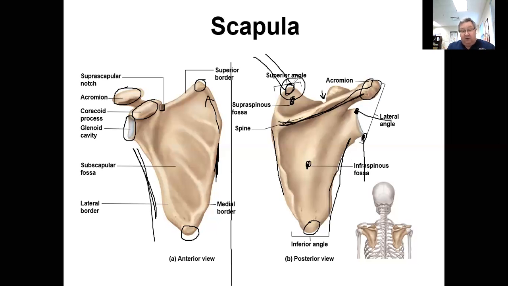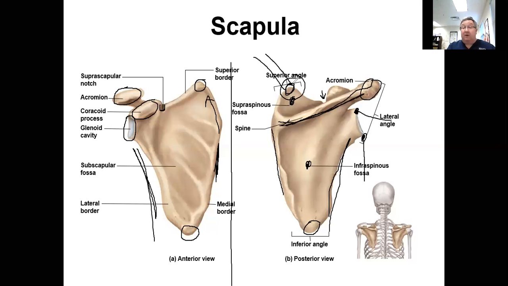On the anterior side, we have the subscapular fossa. And the subscapular fossa has the subscapularis muscle. Sounds familiar. We talked about supraspinatus and infraspinatus and subscapularis. Those are the rotator cuff muscles that we spoke about. And teres minor we'll talk about in a second.